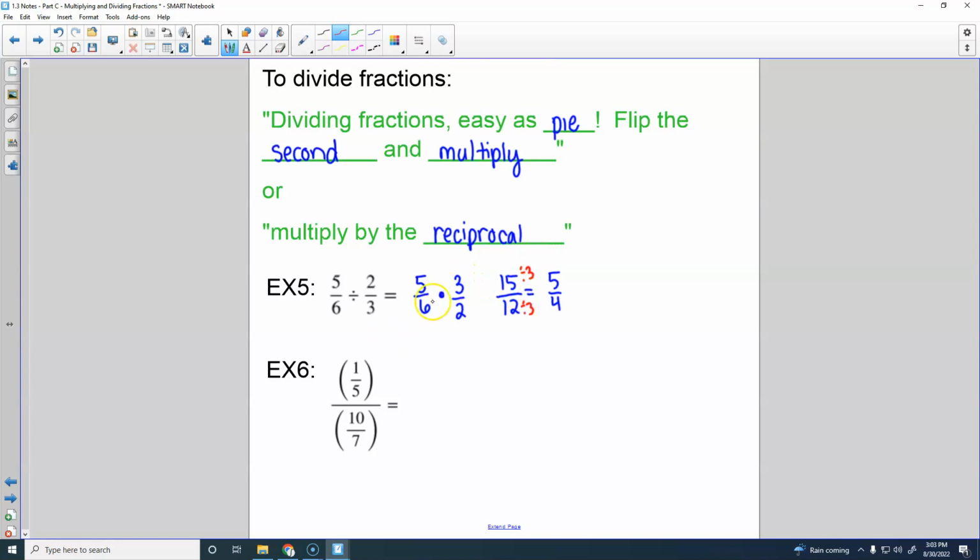And I could have simplified this before I multiplied. I could have reduced that 3 and 6. Okay, whenever it's written like this, and you'll see it written like this pretty often, we use fractions instead of division signs a lot. We'll have 1/5. And then the bottom fraction is your second fraction. So that's the one you're going to flip. You'll get 7 over 10. So if we multiply straight across, we get 7 over 50. And that will not reduce.